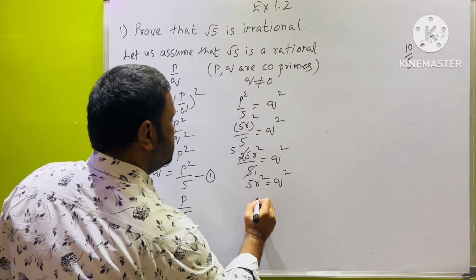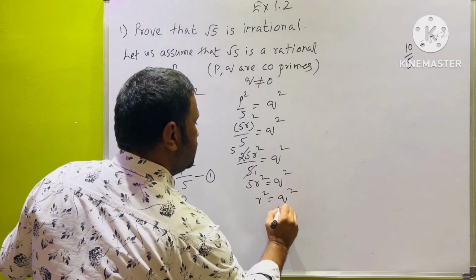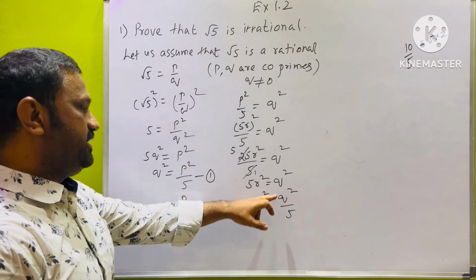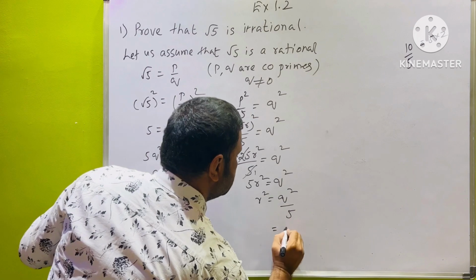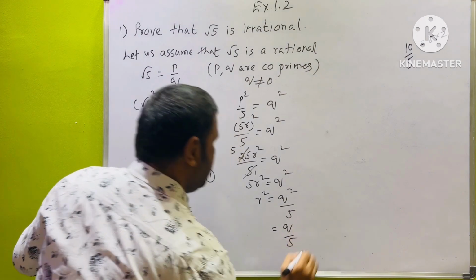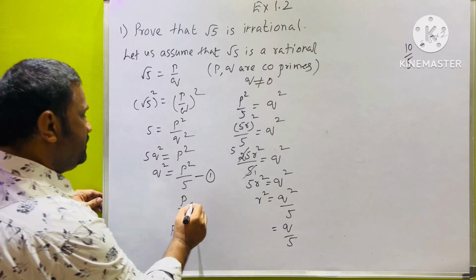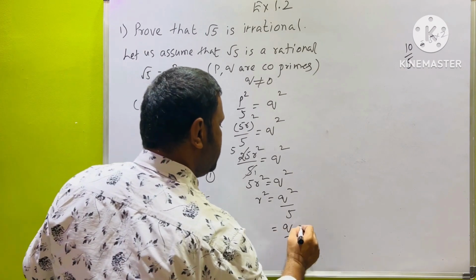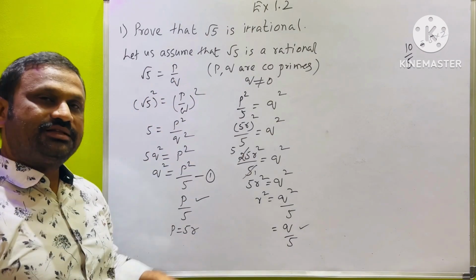Now send 5 to the right hand side. r square is equal to q square by 5. Here also you can find that 5 is dividing q square. Then 5 divides q also. You can write 5 divides q. Now observe the very important thing here. 5 is dividing p and 5 is dividing q also. Means p and q have a common factor other than 1.